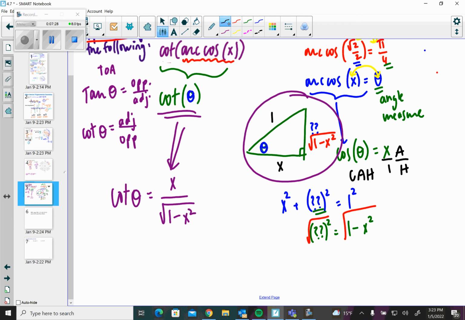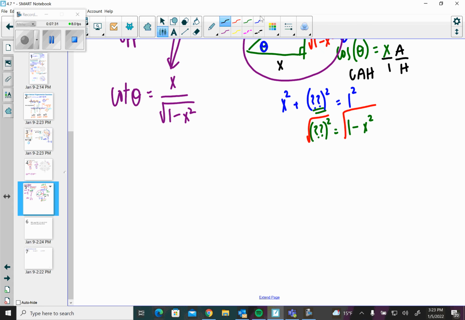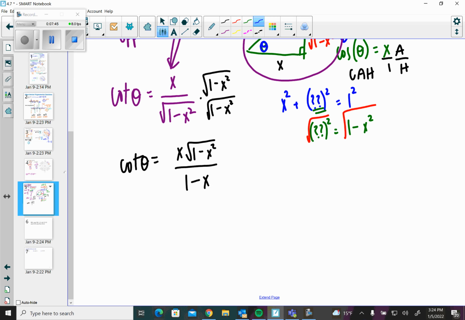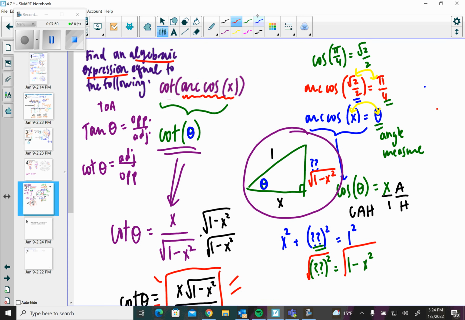This is an okay answer, but of course we do like to rationalize, meaning I would take both pieces and multiply them by the square root of 1 minus x squared. X square root of 1 minus x squared all over 1 minus x squared. This is my algebraic expression, and my solution. What we just did was draw a picture to represent the inside, and then use that picture to evaluate cotangent of this angle. There is, I believe, at least 1 or 2 problems on the homework like this, so try them out with your classmates if you can at some point.